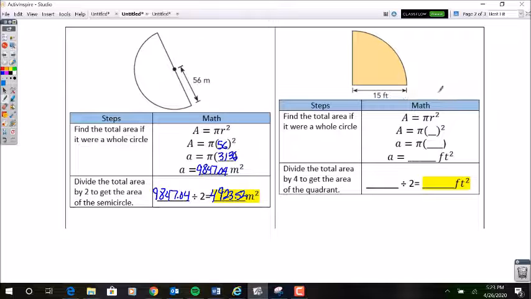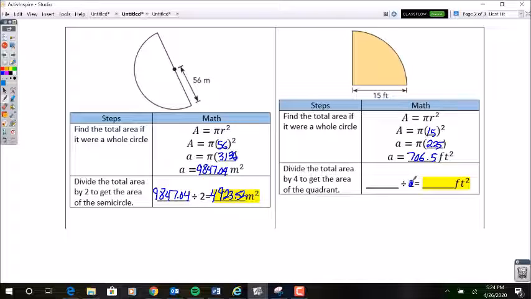Alright, so now let's do this quadrant here. Same thing. Again, if you needed to, imagine that the whole circle's there. In this case, the radius is 15. So pi times 15 squared, and 15 squared is 225. Now we need to do pi times that amount we got. So we're going to do 3.14 times 225, which gives us 706 and 5/10 feet squared.